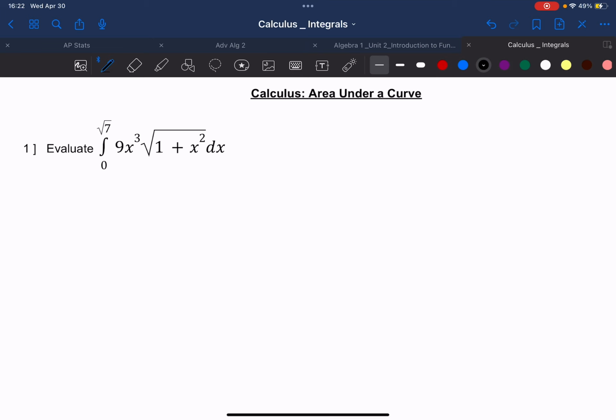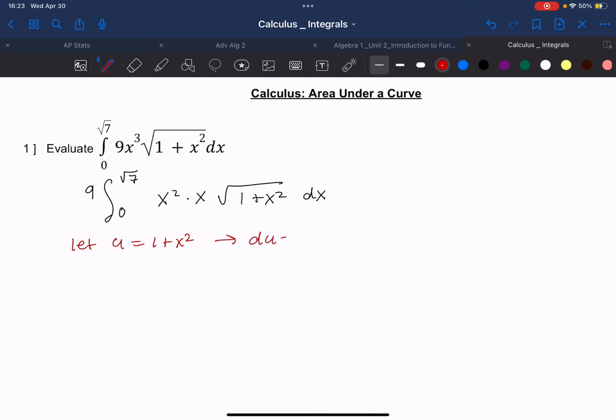So I'm going to first take out the constant 9, so I have 9 times the integral from 0 to the square root of 7, and then I'm going to separate the x cubed into x squared times x, and then I'm leaving the square root of 1 plus x squared dx. And again, I'm prepping this for u substitution. So I'm going to let u equal 1 plus x squared. Typically for u substitution, anything under a radical is going to be your u, okay? I'm then going to take the derivative of this, so I get du is equal to 2x dx.